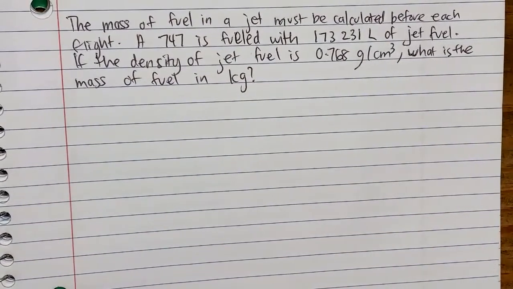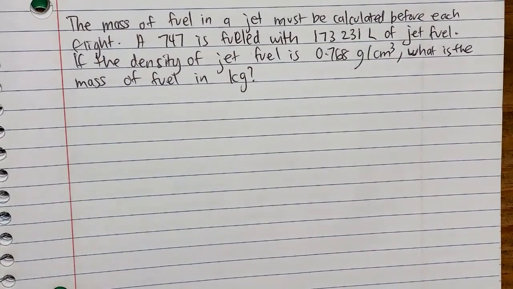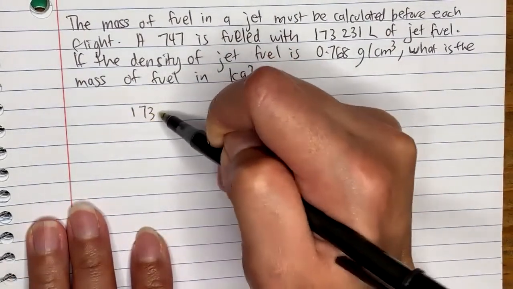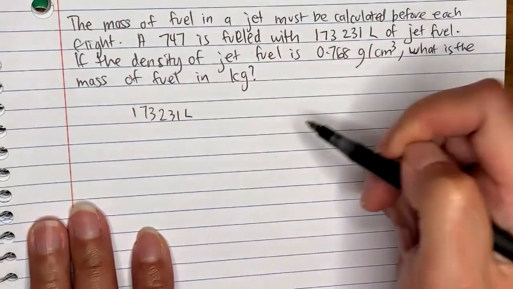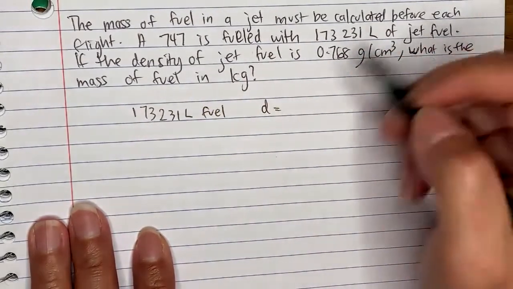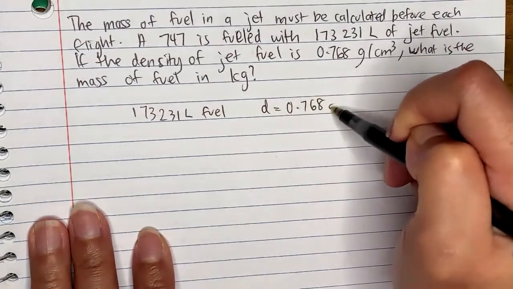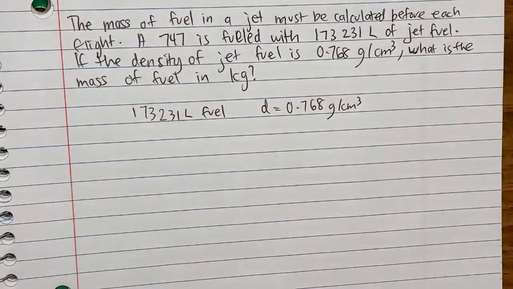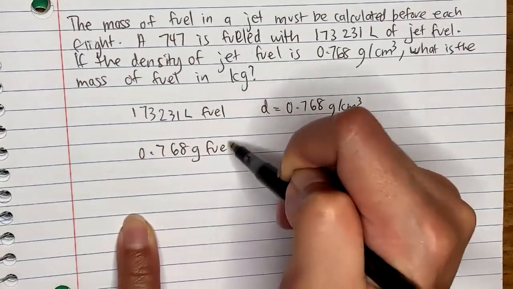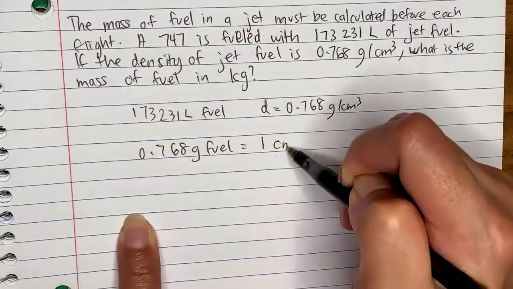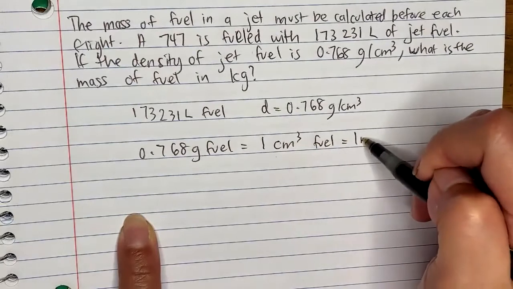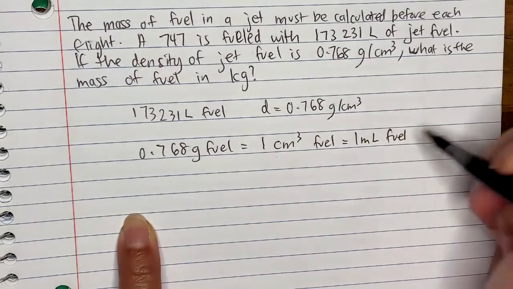Okay, so they want you to convert a few units. They gave you the density, right? So they gave you 173,231 liters of fuel. They told you the density was 0.768 grams per centimeters cubed. That means 0.768 grams of fuel is found in 1 centimeters cubed of fuel, which is 1 milliliter of fuel.